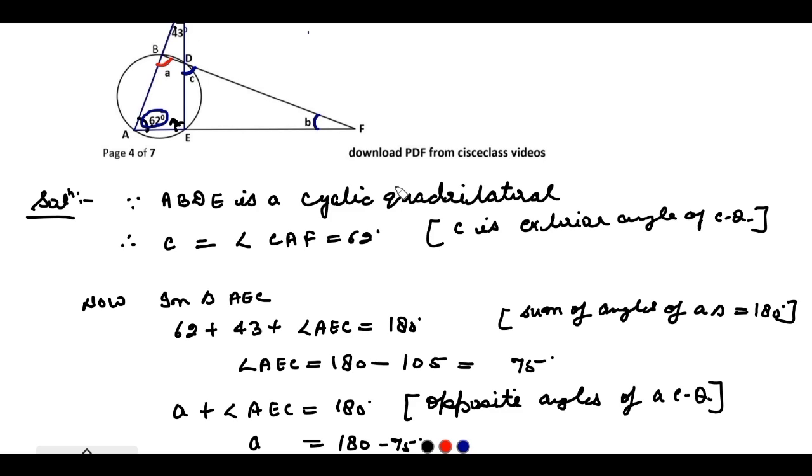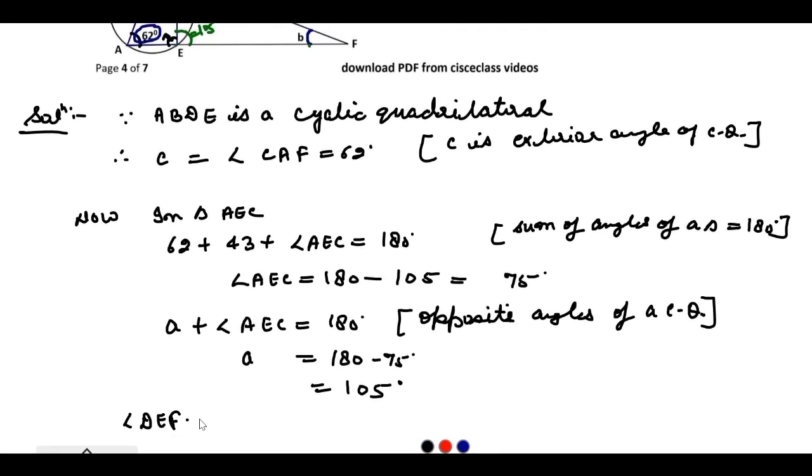Again look at the figure. This is the exterior angle of the cyclic quadrilateral and this will be equal to its interior opposite angle. It means it is equal to A. If A is 105 degree, then this is also 105. And angle C is 62 degree. Then angle sum of EDB is equal to 180 degree. With the help of this, we can find B.